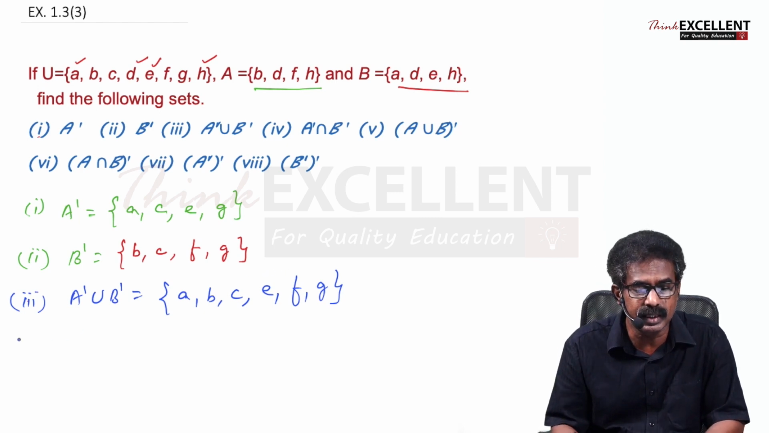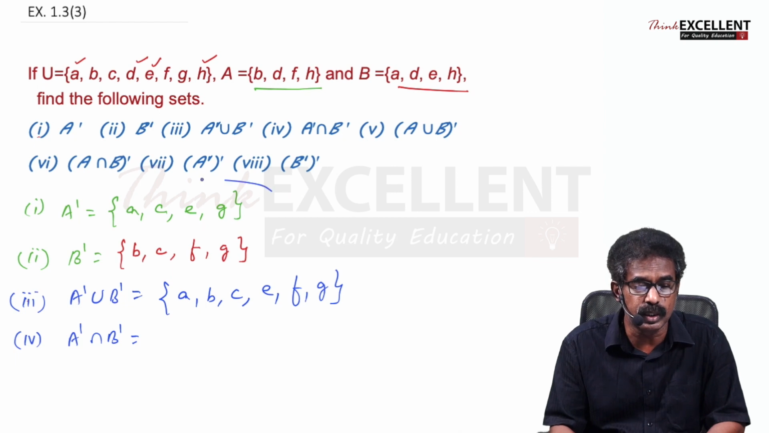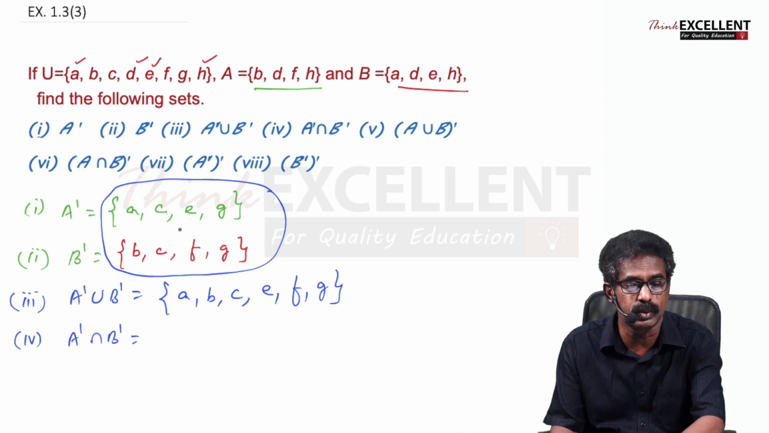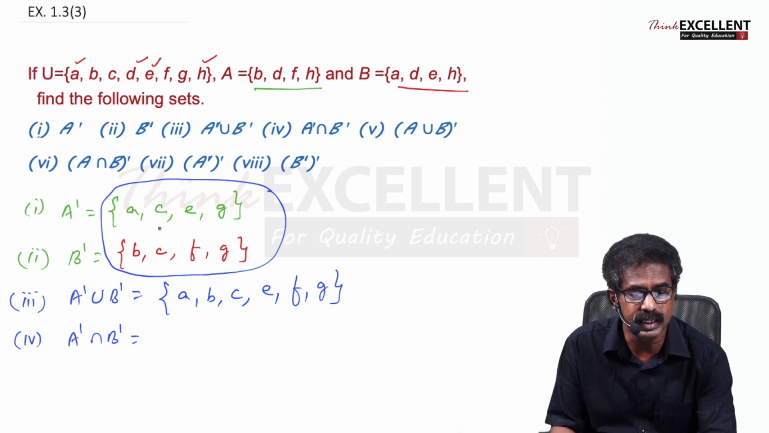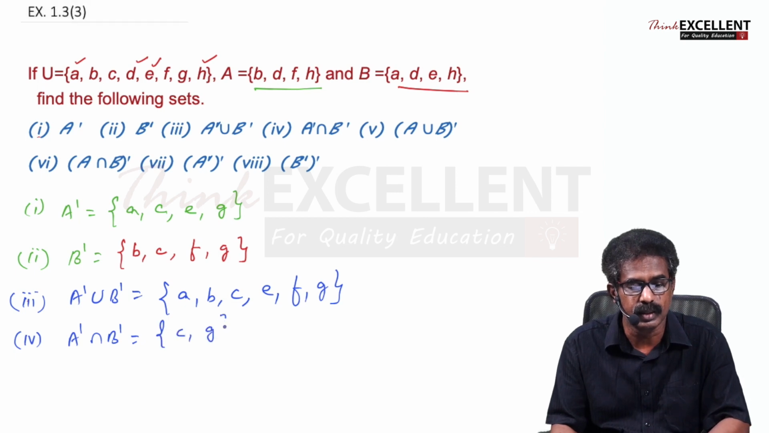Next, A dash intersection B dash. You know both A dash and B dash. See what is common in those two. A dash intersection B dash. What is common? Check. C is common. Then anything else? G is common. C and G.